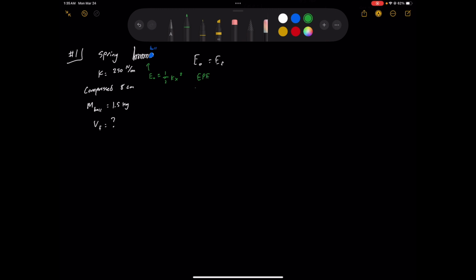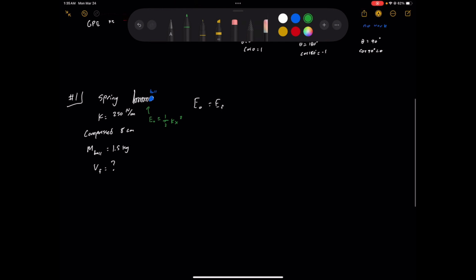I think on Physics Classroom they put PES, but anyways, I just want to focus on the actual equation. But yeah, so we know we have elastic potential energy at the beginning, at the very end, right? So this is the initial energy of the system. Here, let me move this. I want to draw the picture.